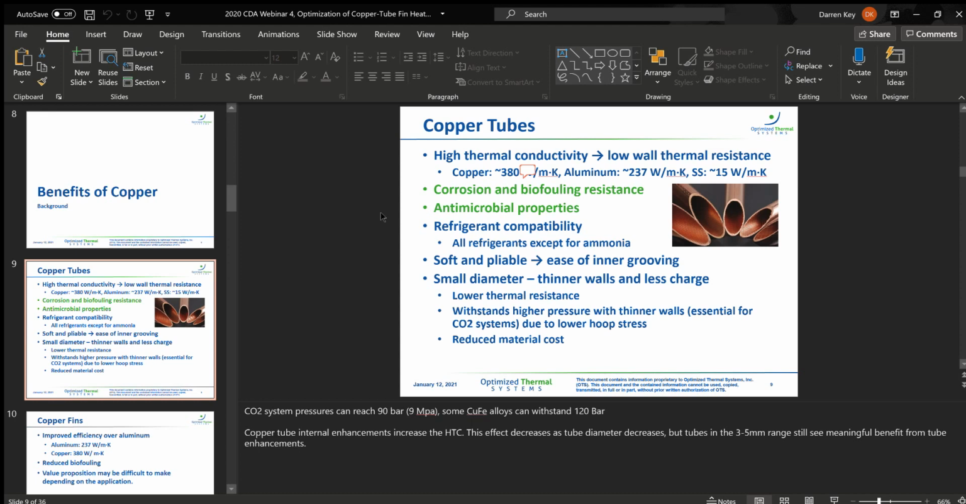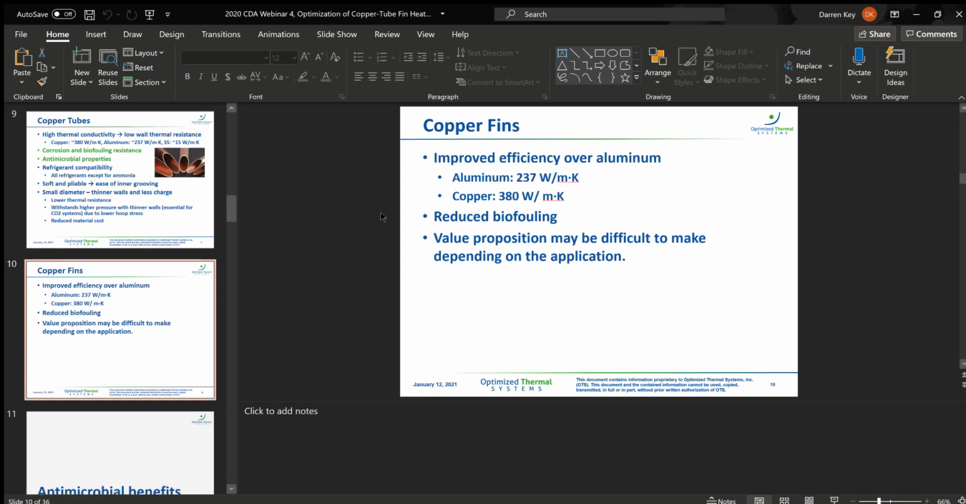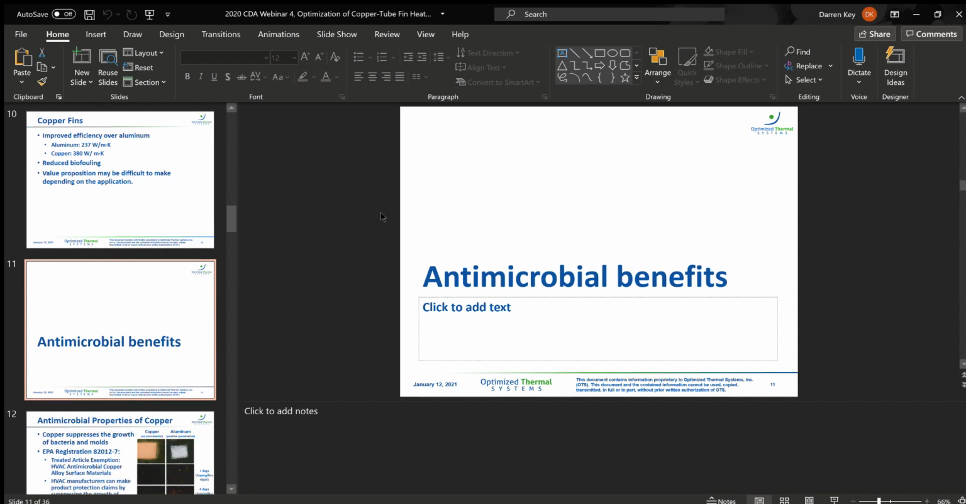And then finally, obviously, smaller tubes mean less material and less material cost. That's a big one that we will see when Yoram does his cost model. Copper fins, I'll probably end up taking this out. So let's dig a bit more into the antimicrobial benefits of copper.